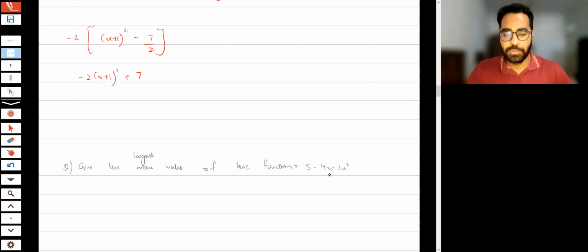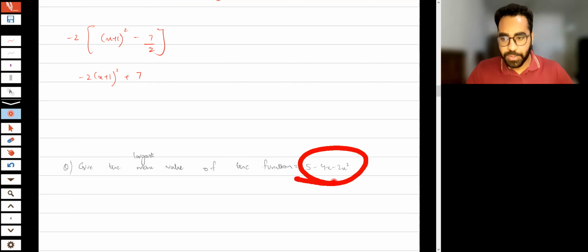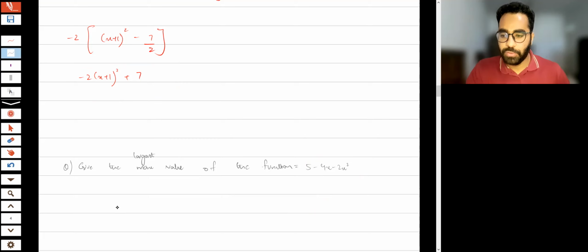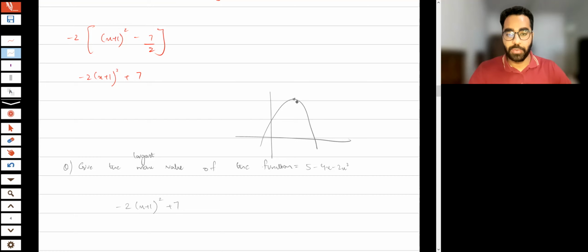The first thing that you have to do is convert this into the completed square form. If you convert this into completed square form, you're going to get -2(x plus 1) whole squared plus 7. Why is the examiner asking you to find the maximum value? Because for this function, you're going to get a maxima, or a maximum turning point. You're going to get a curve which is somewhat like this, and this turning point would be a maximum turning point, and the shape of the curve would be a maxima.